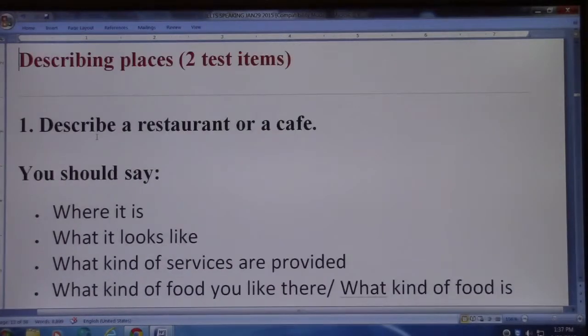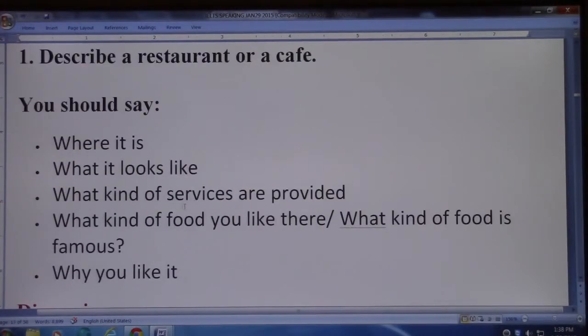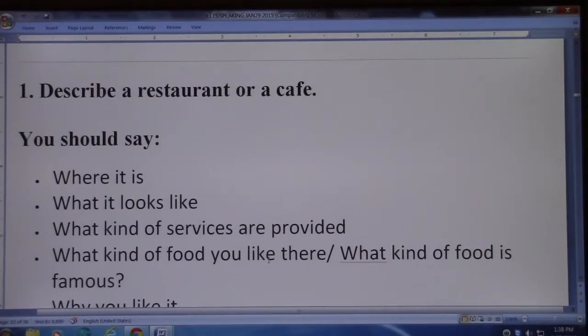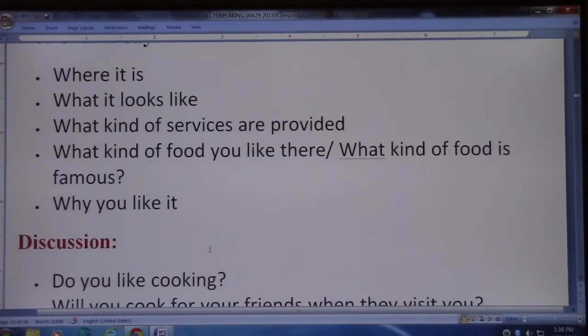Describing places. Describe a restaurant or a cafe. You should say where it is, what it looks like, what kind of services are provided, what kind of food you like there, what kind of food is famous, and why you like it. You can describe it. So it could be a restaurant or a cafe. Describe your favorite restaurant, and why do you go there? Who do you usually go there with? What is your favorite dish or food or item in a cafeteria.